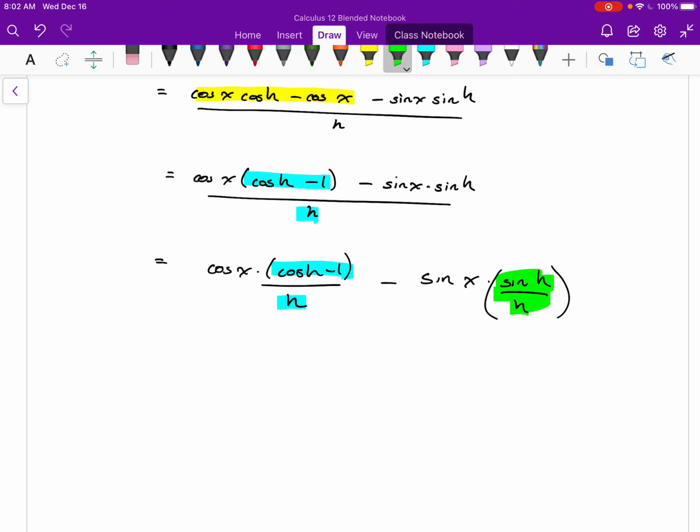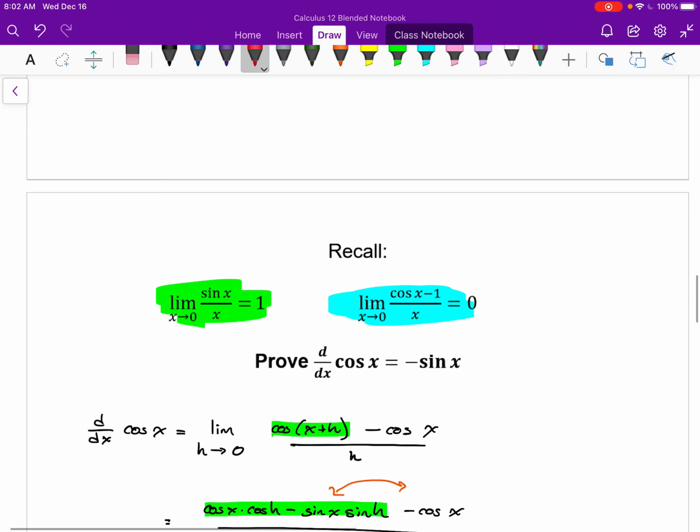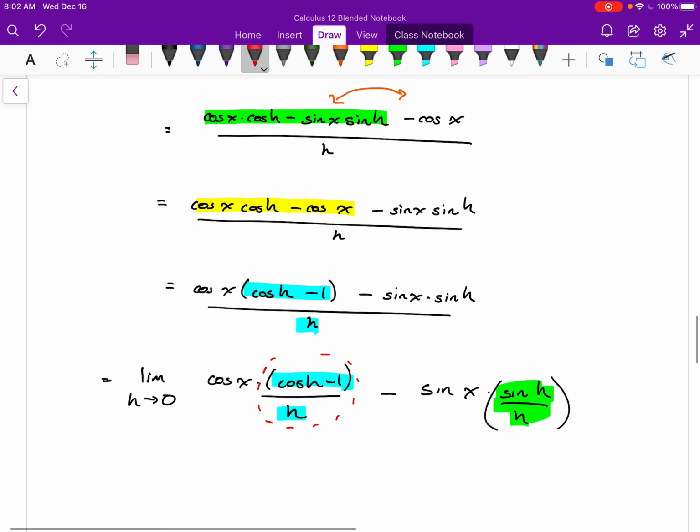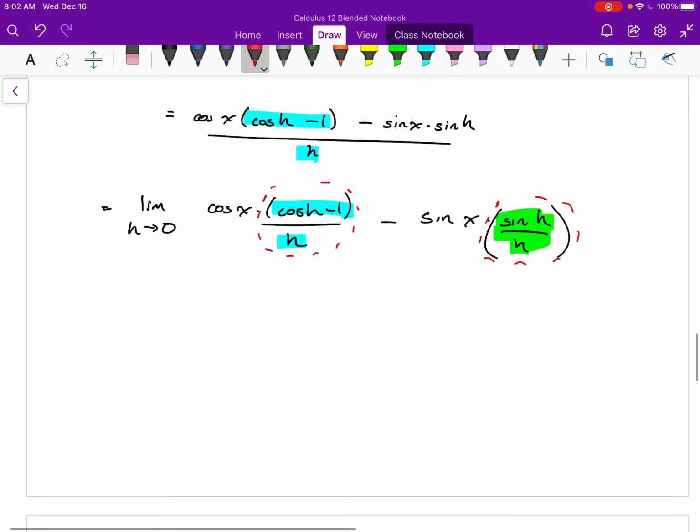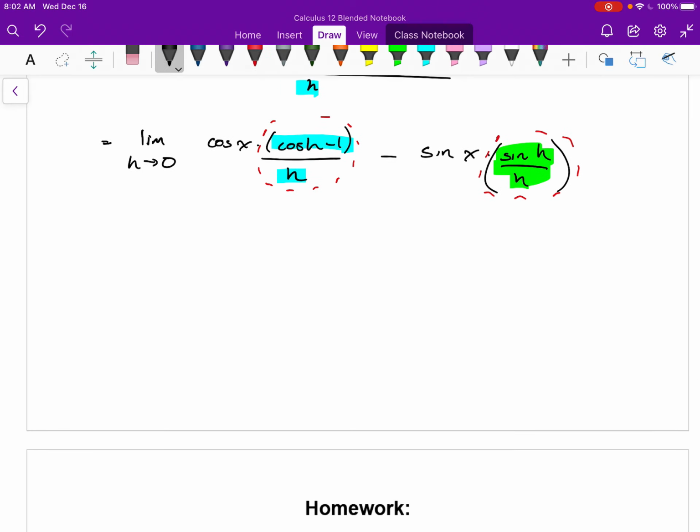So at this point, I can actually evaluate the limit as h approaches 0. Yes, h is approaching 0, so I can't just substitute 0 for that h, but I do know that everything you see highlighted in blue, as h approaches 0, equals 0. And I know that all of this, as h approaches 0, is 1. So I can evaluate my limit. And again, the cos x and the sin x don't really matter. That's not an h, it's an x. So you can think of the x as being like a constant.